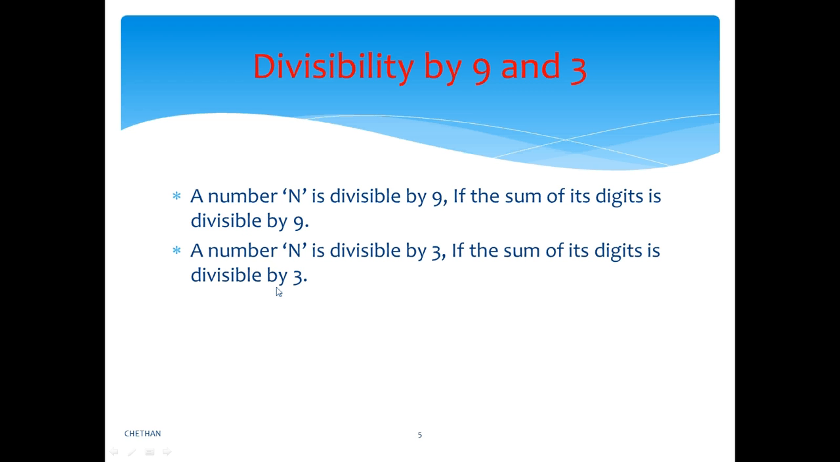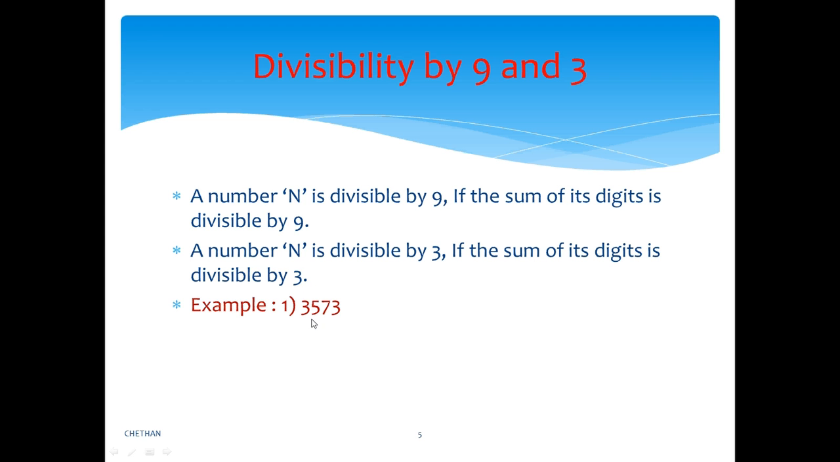That means for the given number we have to add the digits of the number and check whether that sum is divisible by 9 or 3. If it is divisible by 9, then that number is also divisible by 9. If it is divisible by 3, then that number is also divisible by 3. See, one example is there.